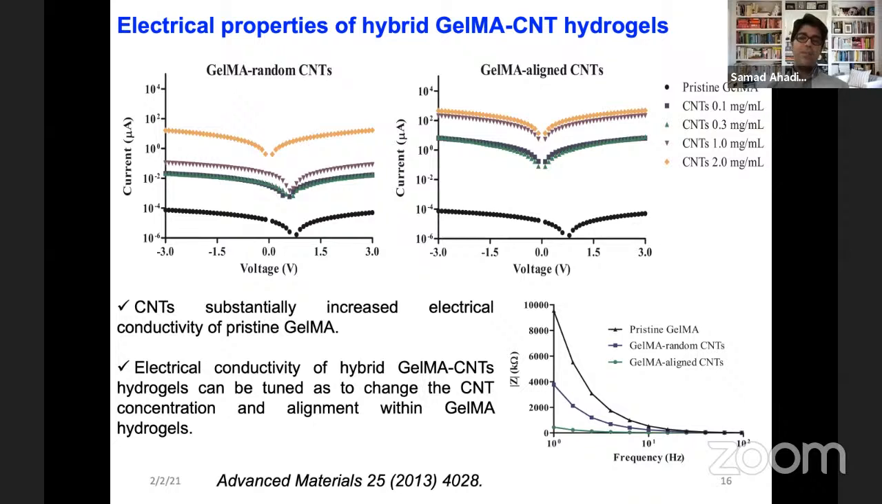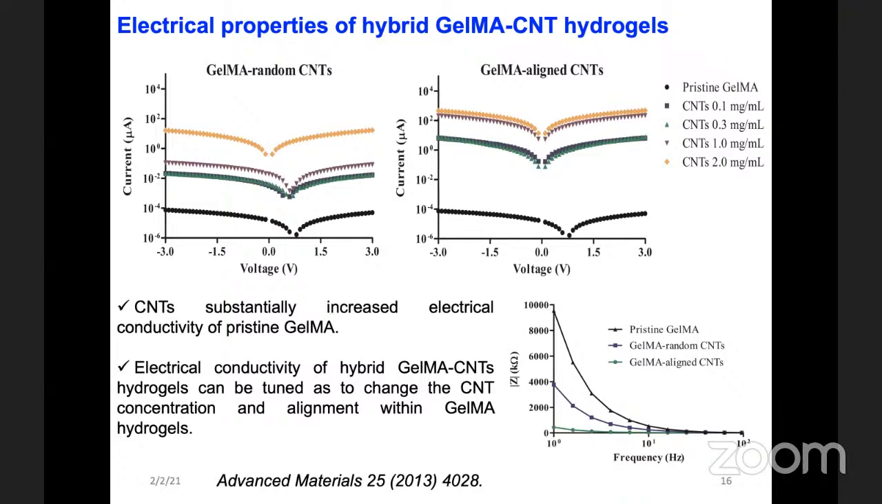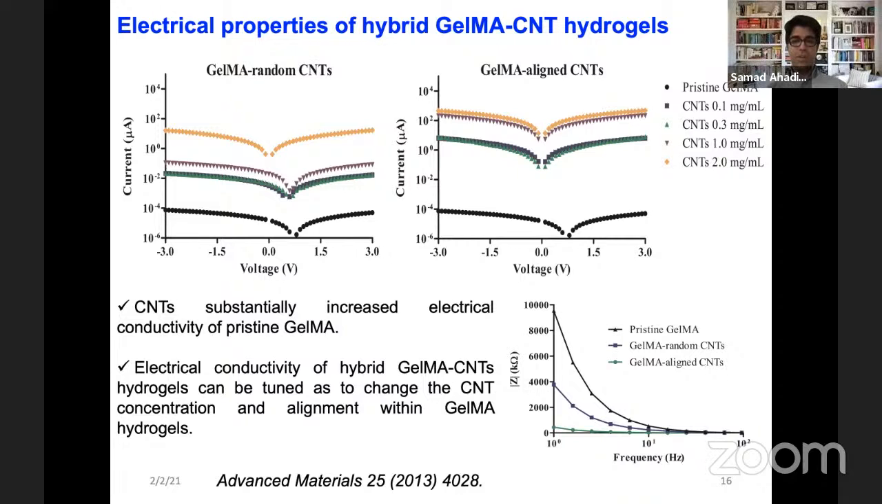And as you can see from the IV curves, when we added the CNT to the system, we have a better, higher conductivity of the hybrid germ CNT hydrogels. And the germ aligned CNTs showed a higher electrical conductivity compared to the germ random CNT and the pristine germ hydrogels. The reason is that we use the PT electrode in the system to quantify the electrical conductivity. As the CNTs are aligned in the direction of the electric field, we got a higher conductivity in the germ aligned CNTs compared to the other hydrogels. And we confirmed this electrical conductivity of the hydrogel system using impedance measurements, and we got a lower impedance in the germ aligned CNTs compared to the other hydrogel systems we had.